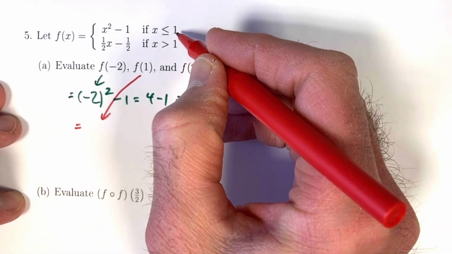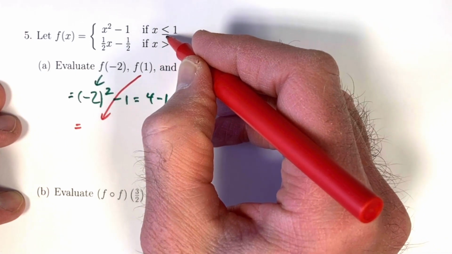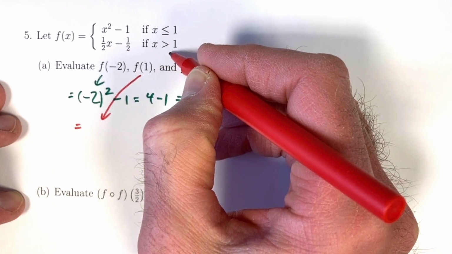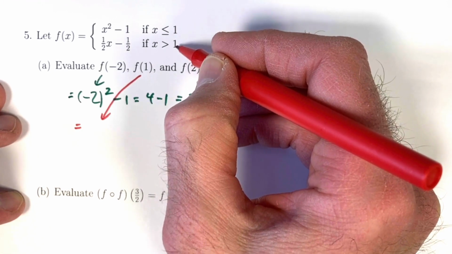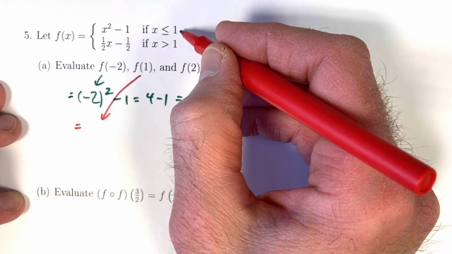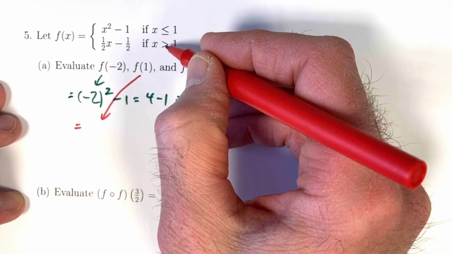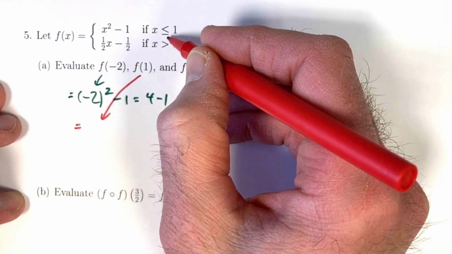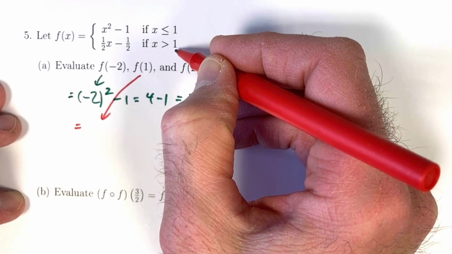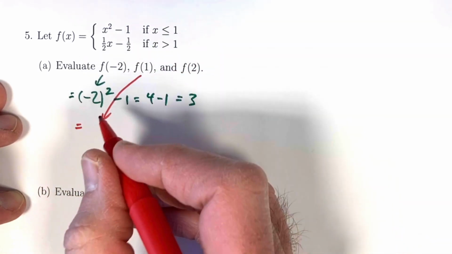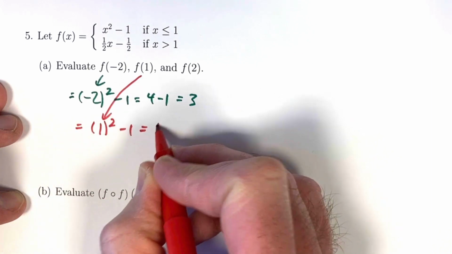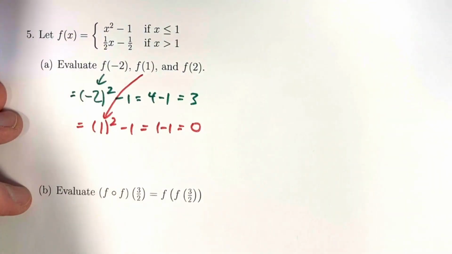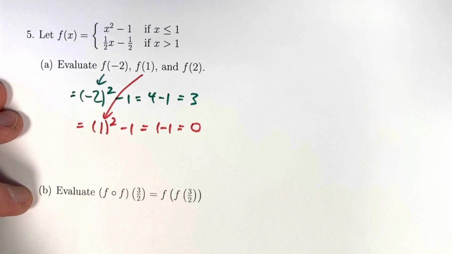1 is at the boundary. Here x is less than or equal to 1. Here x is strictly greater than 1. Since 1 is indeed less than or equal to 1 and not greater than 1, it is still this case that we use. If we had switched and put the greater than or equal to here and a strict less than there, it would be the second case that we'd use. But we want to use this first case, so we evaluate 1 squared minus 1. That's 1 minus 1 is 0. That will be what we get for f of 1.